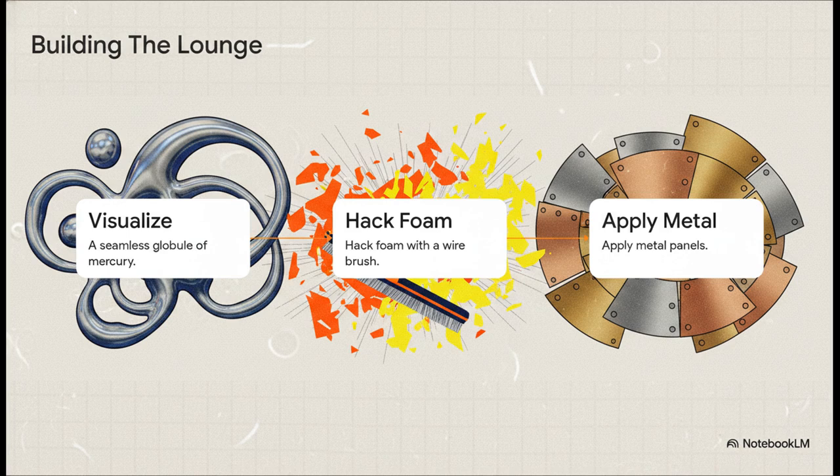Okay, let's dive into how he actually built his famous Lockheed Lounge. First, he visualized this seamless globule of mercury. Then, he grabbed a giant lump of foam in a friend's backyard workshop and furiously hacked away at it with a savage wire brush. We're talking violently tearing into it with white foam pieces flying everywhere. Finally, because he didn't quite know how to make it perfectly seamless just yet, he applied metal panels to it, which ended up recalling traditional aircraft construction.